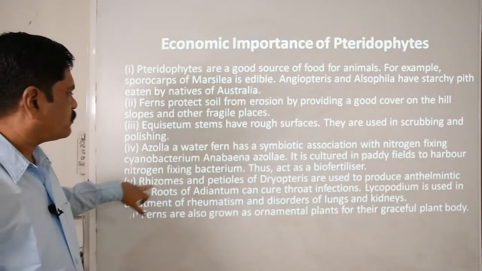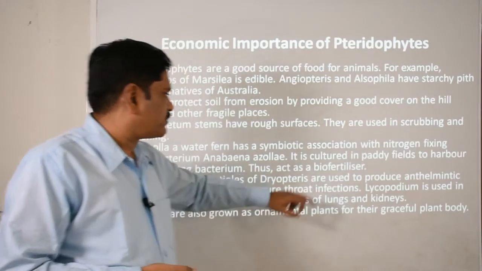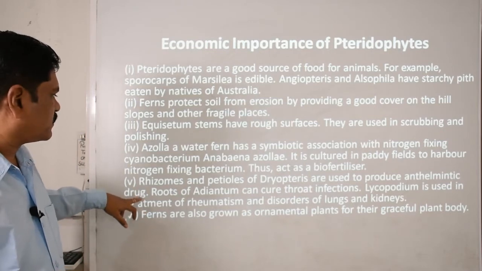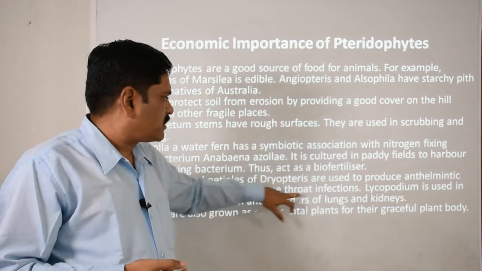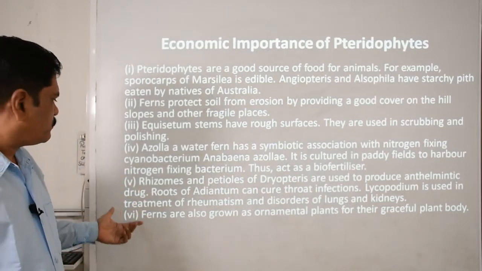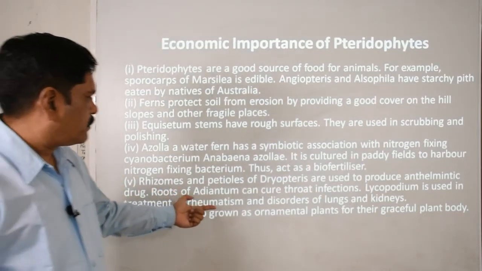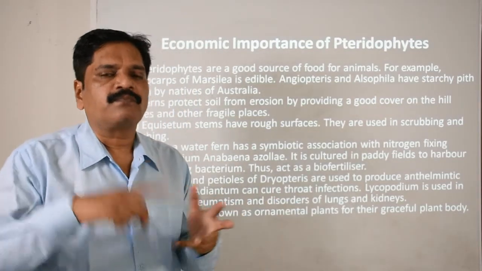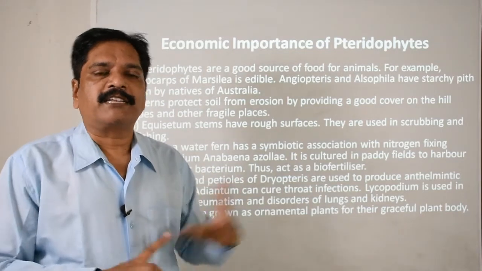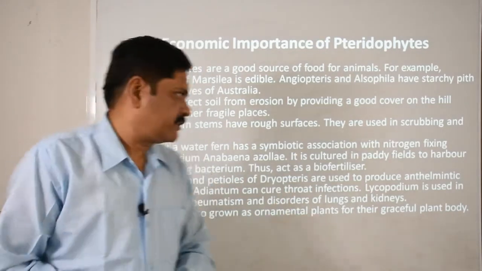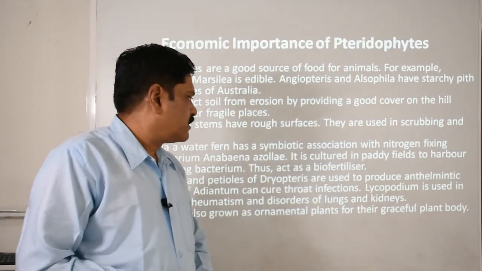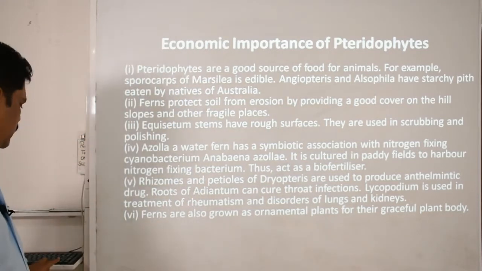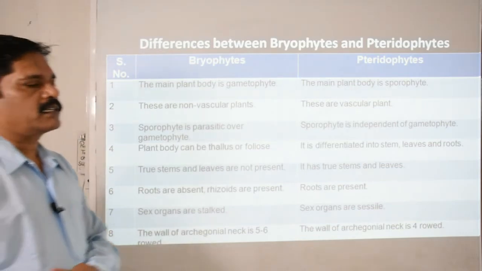Clear? Then the rhizomes and the petioles of Dryopteris are used to produce anthelmintic drugs. The roots of Adiantum can cure throat infections. Lycopodium is used in the treatment of rheumatism and disorders of the lungs and kidneys. Clear? That means infections, swelling and respiratory problems can be cured by this. Okay, and ferns are also grown as ornamental plants for their graceful plant bodies. So this is the economic importance of the pteridophytes.